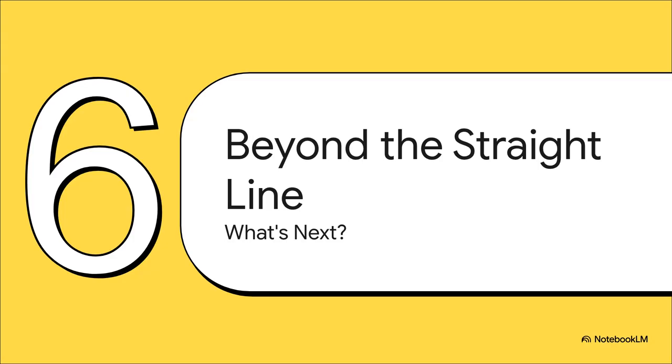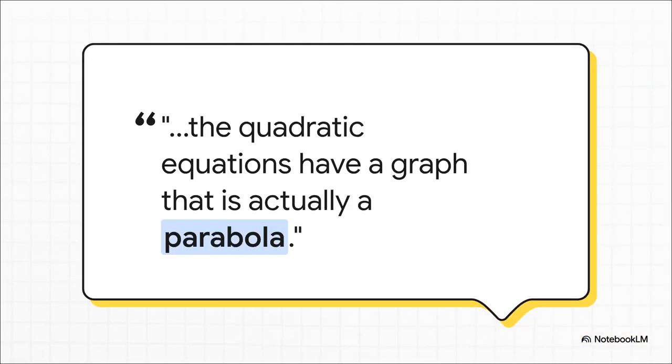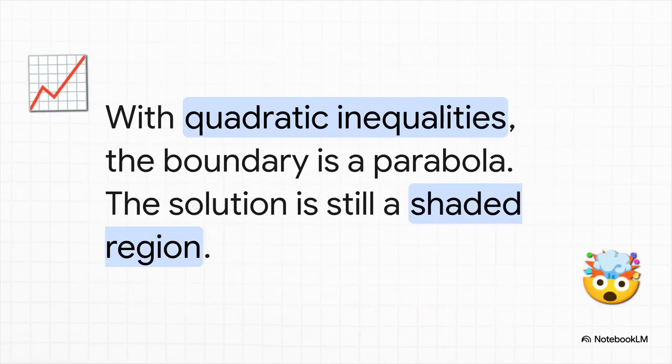And you know, the really cool thing about this whole idea is that it doesn't just stop with straight lines. That's right. As soon as you start seeing squared terms in your equations, you're not dealing with lines anymore. You get these beautiful curves called parabolas. So the boundary might be a curve now, but the basic idea is exactly the same. The solution is still a shaded region. It's either everything inside the curve or everything outside of it. This concept is huge. It's used in everything from economics to engineering to design complex things.